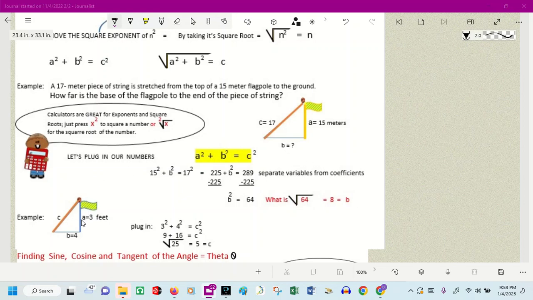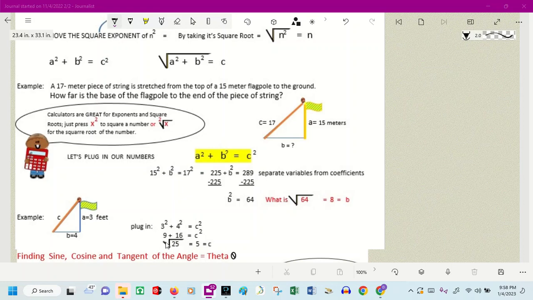Now, what if the flagpole was only 3 foot and the distance from the flagpole to the string was only 4 foot? Then how long would the distance of the string be? Very simple. Let's plug in what we have. A equals 3, that would be 3 squared, and B equals 4, that would be 4 squared. 3 squared is 9 plus 4 squared is 16. 9 plus 16 is 25.